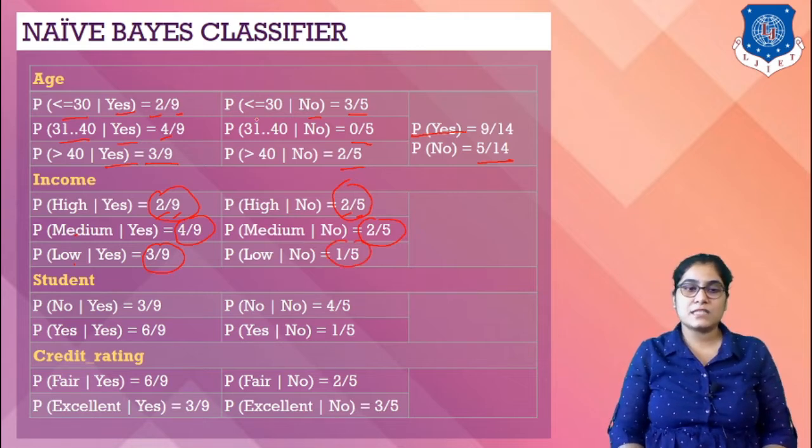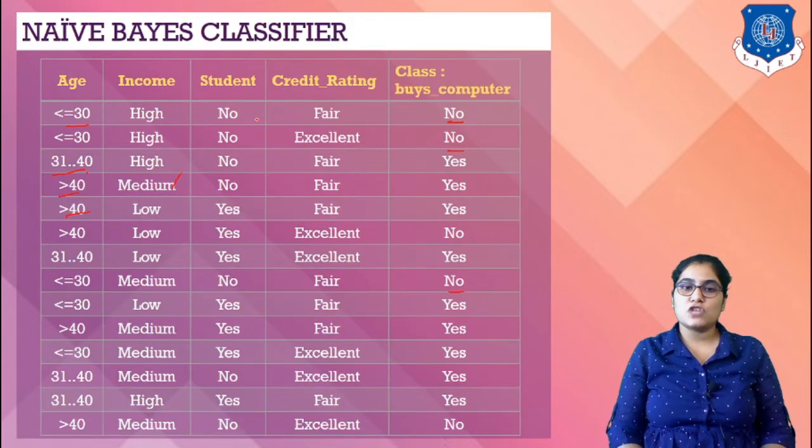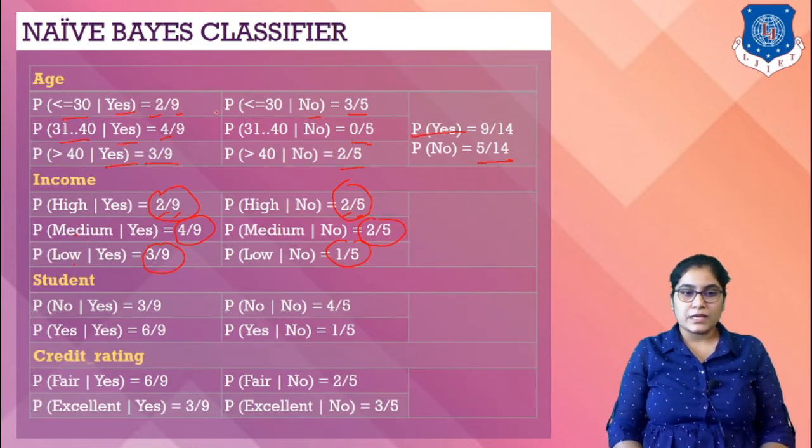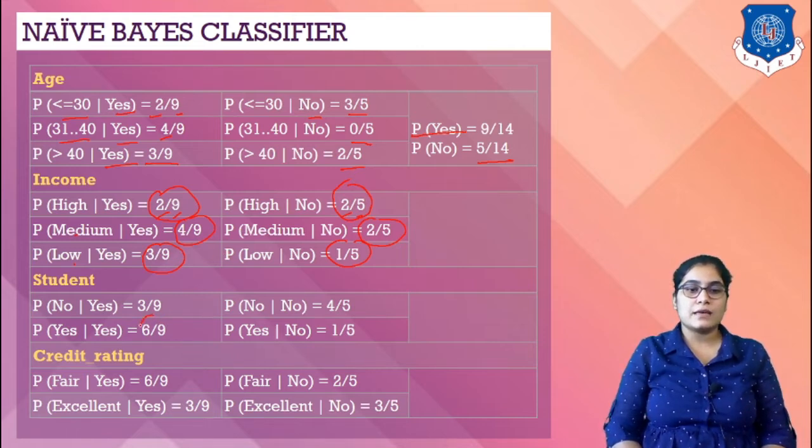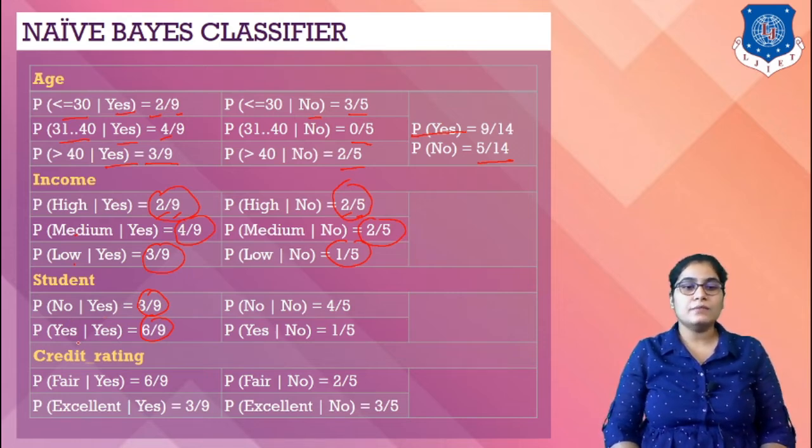Now we have to repeat the same step for attribute student. Now check out of a total of 9 yes class labels, how many tuples have a value of student yes? We can see that a total of 6 tuples have student value yes, and a total of 3 tuples have student value no, and that is why the probability of student no and class label yes is 3 by 9, and the probability of student yes and class label yes is 6 by 9. We have to repeat the same step for the class label no, and we will get the answers 4 by 5 and 1 by 5.